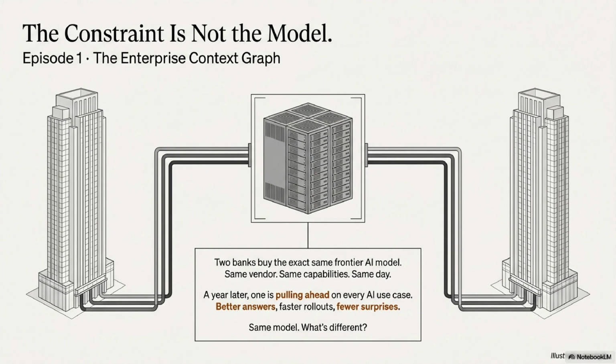Two banks buy the exact same frontier AI model. Same vendor, same capabilities, same day. A year later, one of them is pulling ahead. Better answers, faster rollouts, fewer surprises. On every AI use case, it ships. Same model. So what's different? Hold that question. We'll answer it at the end. First, why the question is the wrong place most boards start.